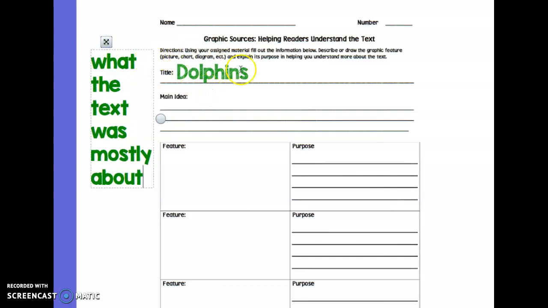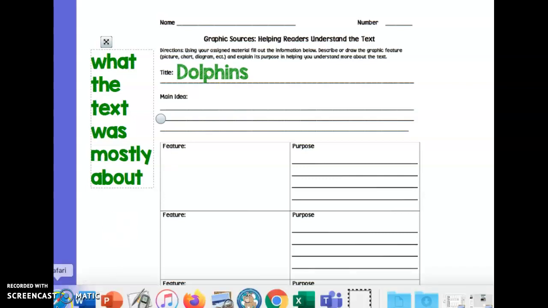Okay, now that we've talked about this top part, we are going to try to fill out the feature and purpose section of the worksheet. So as I'm reading my book about dolphins, I'm going to keep my eyes open for those text features that we talked about earlier, and I want to think, why did the author put this in the book? All right, let's get reading.